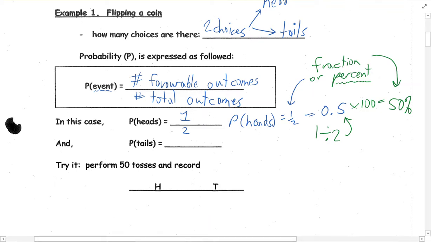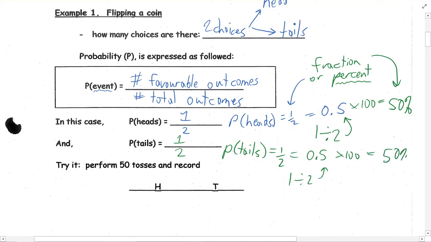Tails, same thing. There's one tails on the coin. So we would say one possible favorable outcome and two possible outcomes overall. So again, the probability of tails equals 1/2, which equals 0.5 as the decimal as we go 1 divided by 2, and times that by 100 to get you percentage, that equals 50%. What's the total possible outcomes? Well, 50 plus 50, 100% of either getting heads or tails.